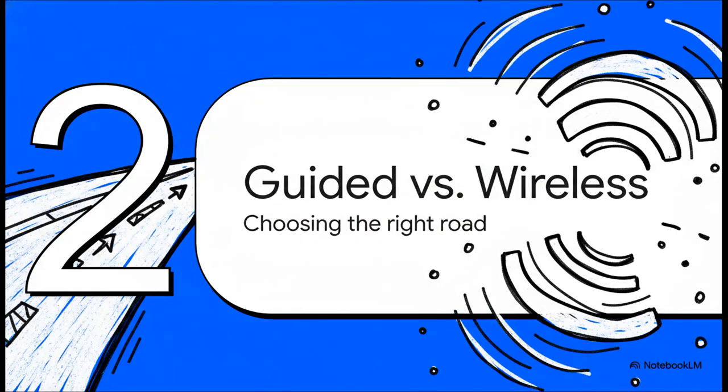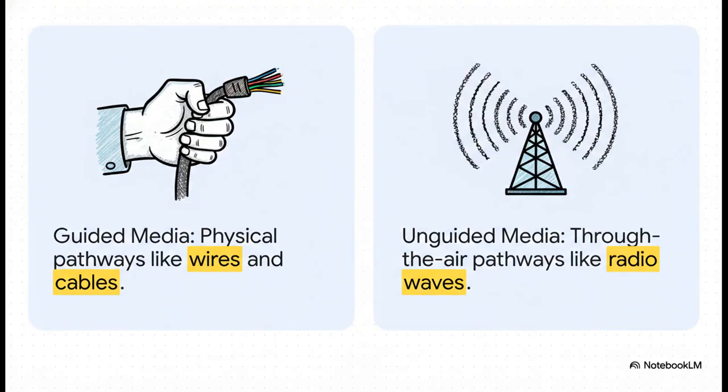Okay, so let's zoom in on one of those 5 ingredients, the medium. Remember, this is the physical pathway, the actual road your data travels on. And just like in the real world, there are a few different kinds of roads you can take. And really, the choice boils down to 2 main categories. On one side, you have guided media. This is the physical stuff you can actually see and touch. Think cables. On the other side, you've got unguided media, or wireless, where the data travels completely invisibly through the air.